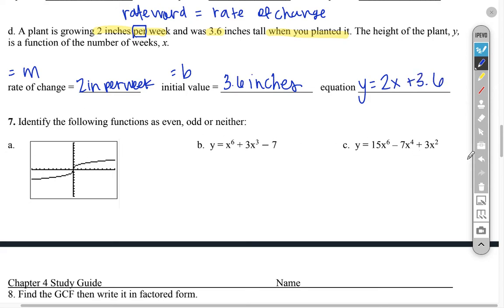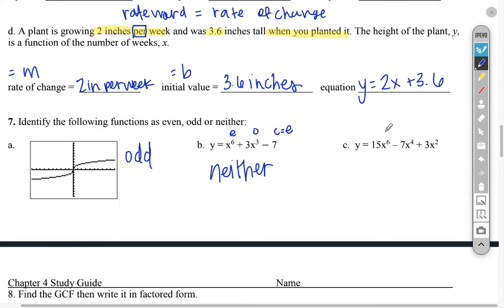And then 7, review again from previous lessons. Identify the following functions as even, odd, or neither. Well, remember that a graph that can be turned upside down and still look the same is going to be odd. So A is odd. All right, and then we need to look at our exponents here and decide. So we've got 6, which is even, 3, which is odd, and -7, which is a coefficient, which we know only is allowed in even numbers. So we have even, odd, and a coefficient, so this one's going to be neither.